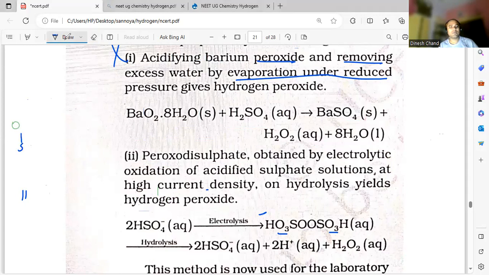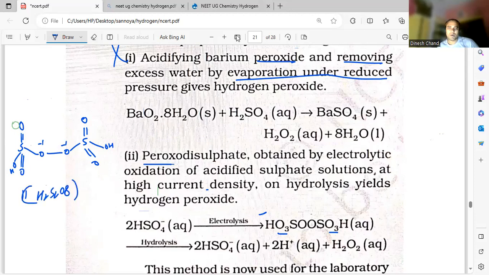See, sulfur maximum valency: O, here is OH, double bond O, and so on for the other sulfur. Each sulfur is having 6 valency. Can you check here? What is this one? Peroxide linkage. This is H2S2O8. Peroxodisulfate is obtained by electrolytic oxidation of acidified sulfate solution at high current density, on hydrolysis with hydrogen peroxide.